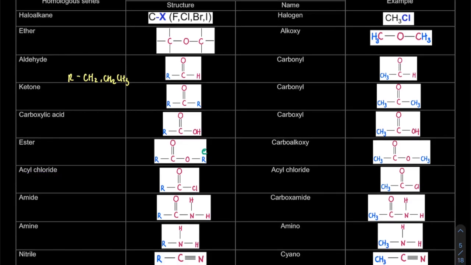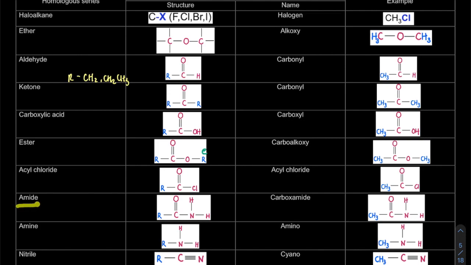So for the acyl chloride, we're going to compare the carboxylic acid with the acyl chloride. Instead of OH, we're going to substitute the OH with Cl. So that's why we call it acyl chloride, and the name of the functional group is acyl chloride as well. And here are the examples.